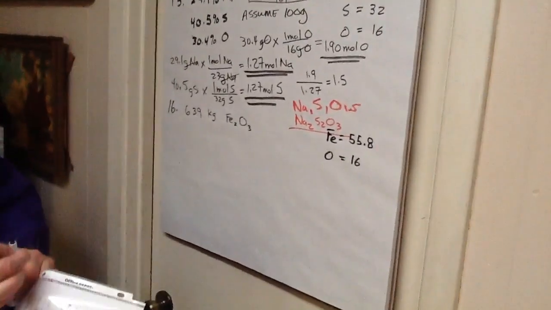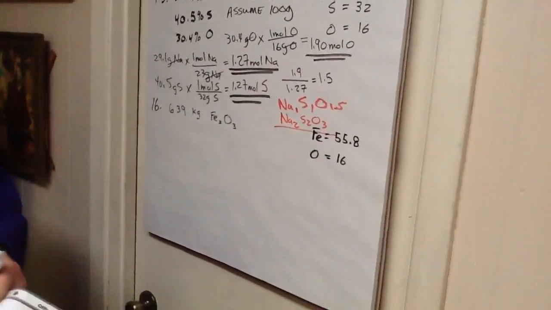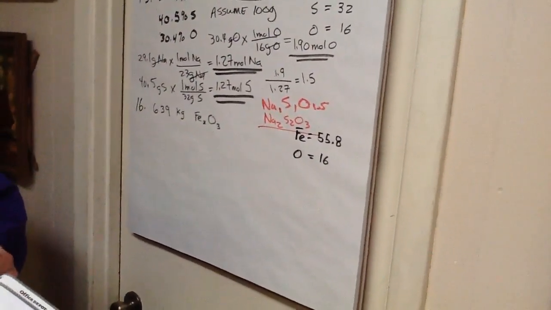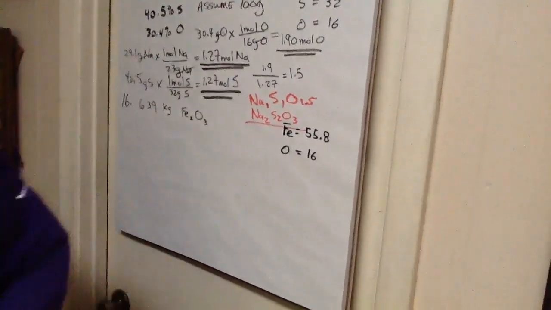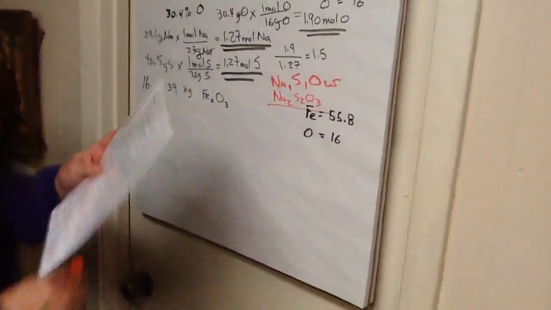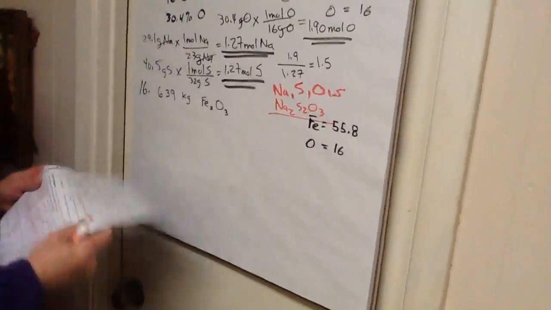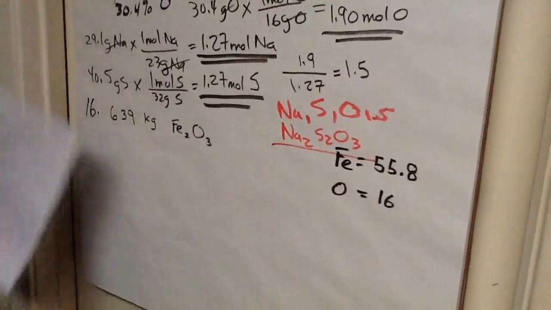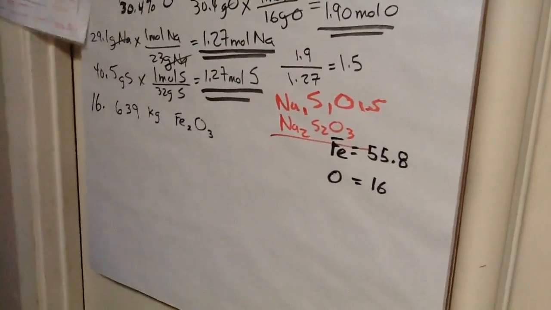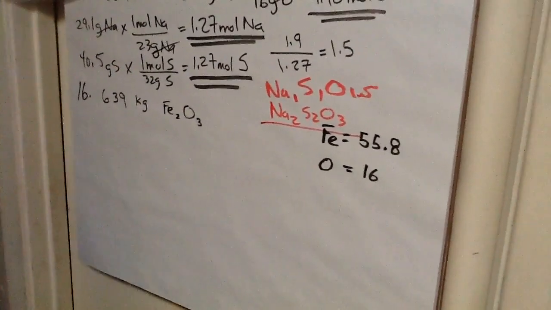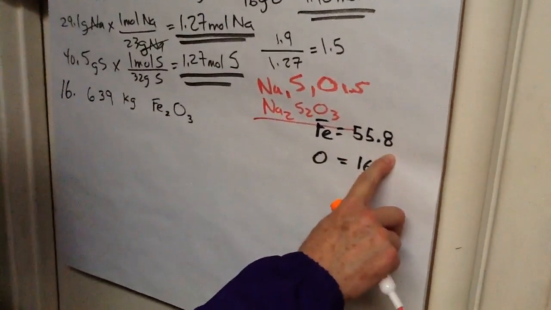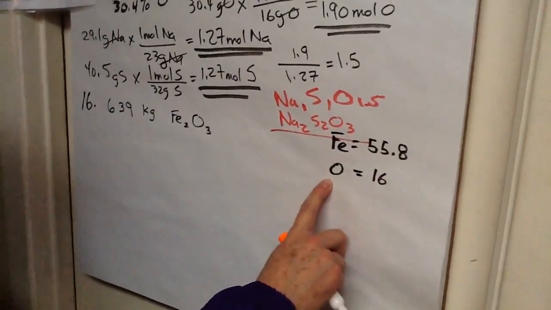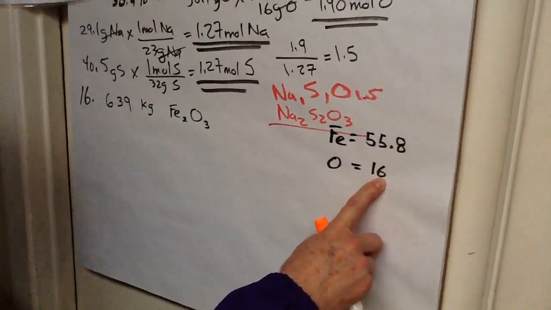Finally, quickly on this last one, you have 639 kilograms of iron ore. And you have this ore that's this compound, iron 3 oxide, or Fe2O3. And the question is, how much iron am I going to get out of it? You know, I want to know what the value of this ore is. Well, iron has a molar mass of 55.8. It's not one of those that's easily roundable. Oxygen has a molar mass of 16 grams per mole.